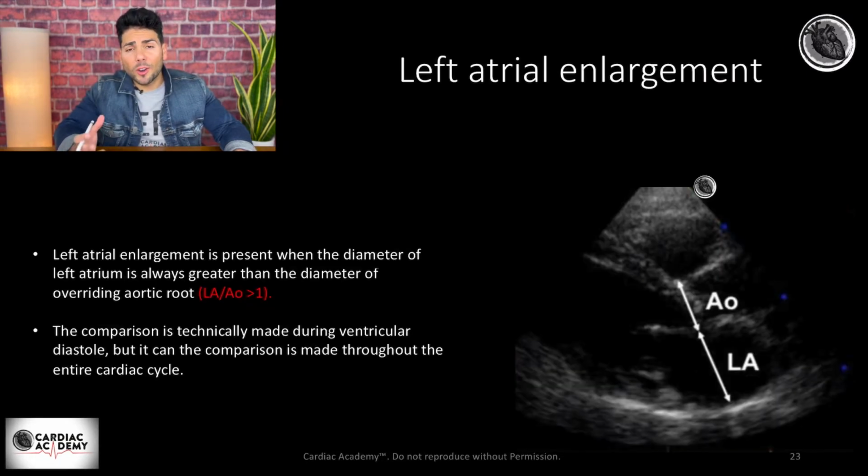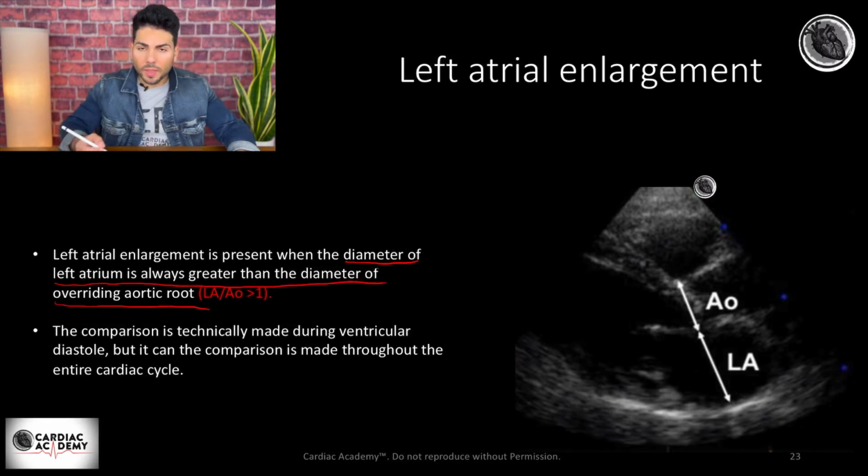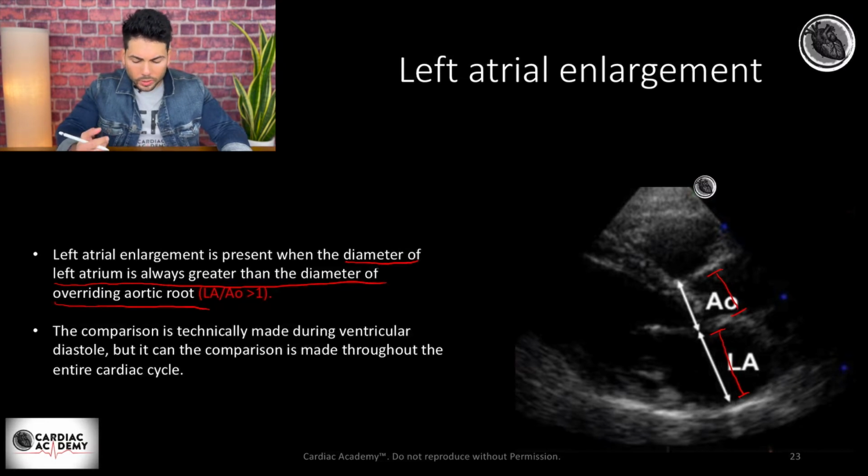So left atrial enlargement is present when you notice that the diameter of the left atrium is always greater than the diameter of the overriding aortic root, okay? And we can see that here. Here you have the left atrium, and you can see how it's bigger than the overriding aorta, the aortic root. So when that happens, then you're sure that you have left atrial enlargement.